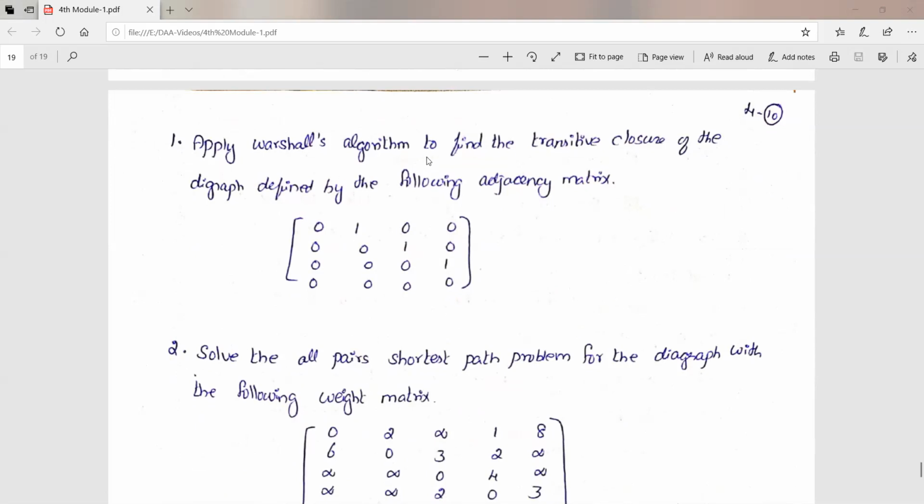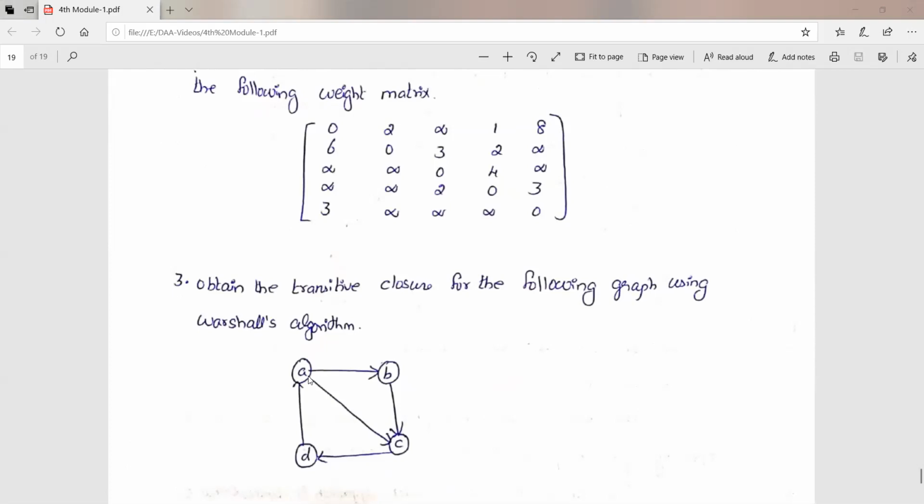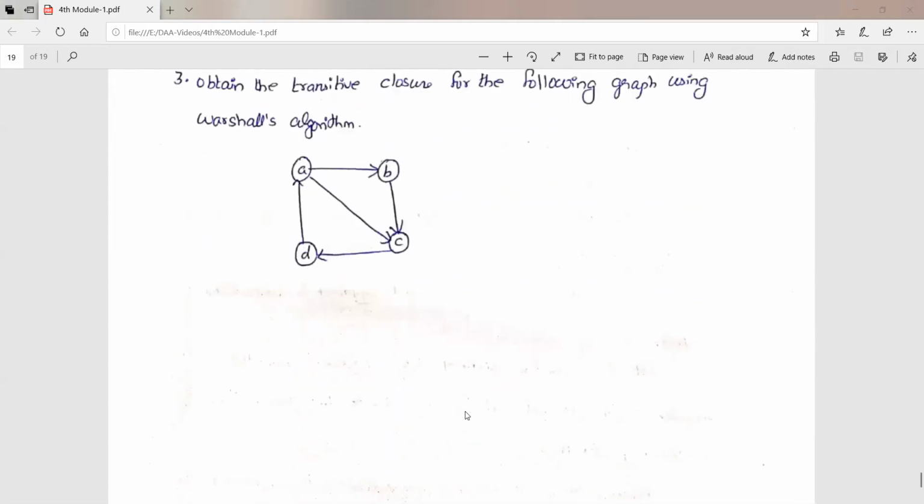So we can apply the Warshall's algorithm to find the transitive closure of the digraph defined by the following adjacency matrix. So the matrix they are given. So for this matrix, you draw the graph and then you try to find the transitive closure. So here also solve the all pair shortest path problem for the digraph with the following weight matrix. So the weight matrix they are given. So for this weight matrix, draw the graph and then find the all pair shortest path. And again here they are given the graph. So for this graph, find the transitive closure using the Warshall's algorithm.